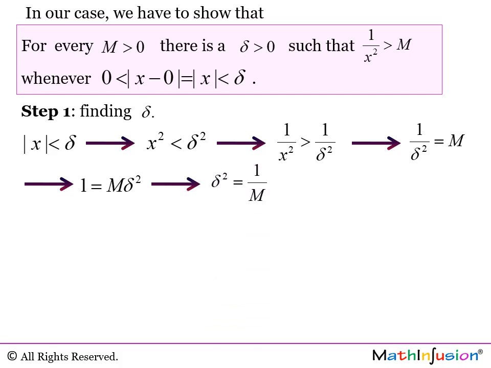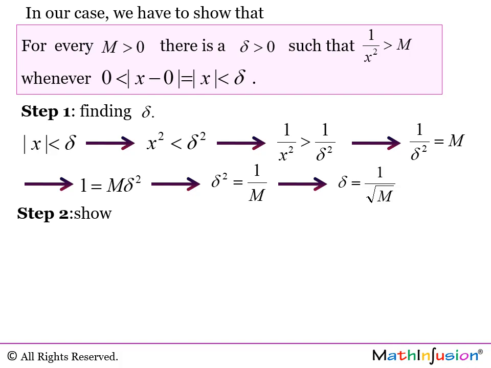I get that delta to the power of 2 equals 1 over M, which means that delta equals 1 over the square root of M. M is a positive number, so it's okay to take the square root of M. M should be a really large number, and as you can see, delta is a really small number.